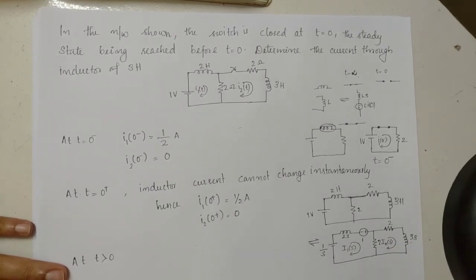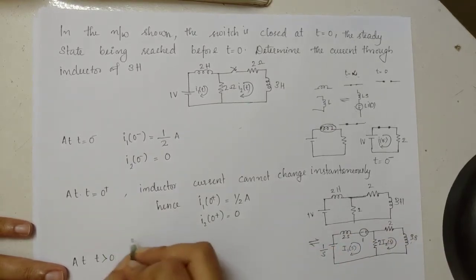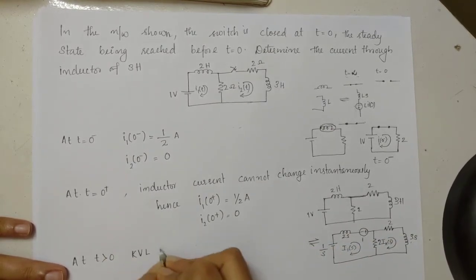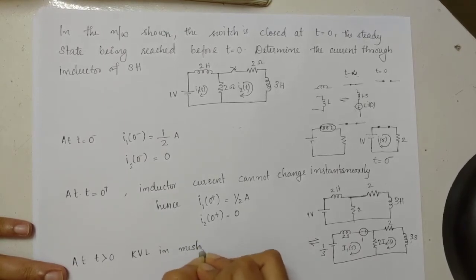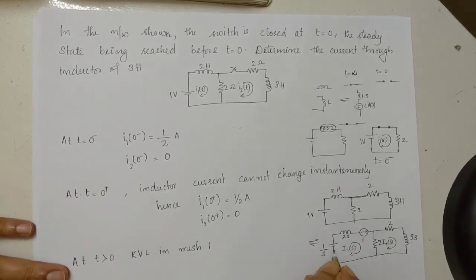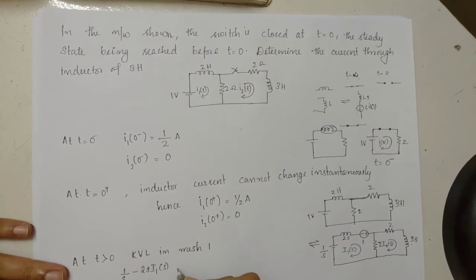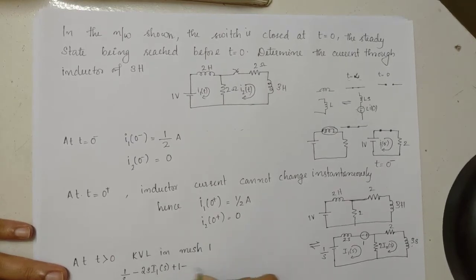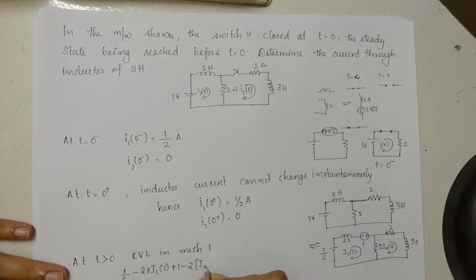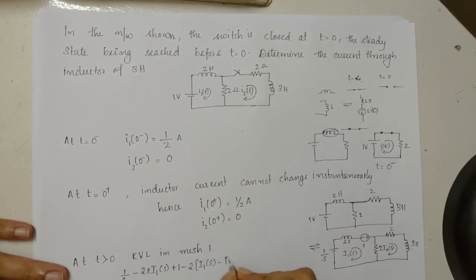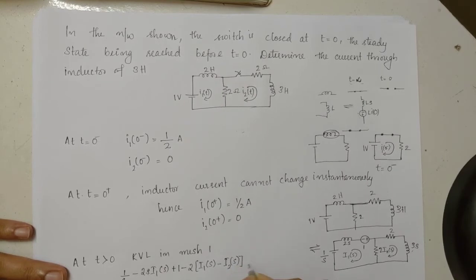Now we have to write the mesh equations. KVL in mesh 1. Applying KVL in mesh 1, going from minus to plus we get 1 by s minus 2s I1 of s. Then the voltage source going from minus to plus gives plus 1, minus 2 times I1 of s minus I2 of s, is equal to 0.